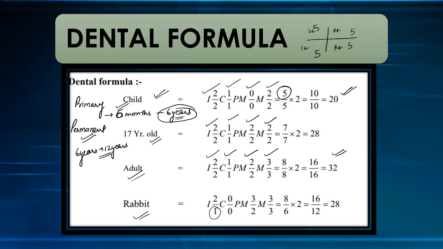is no canine. So out of 32, 3 teeth are lacking. And again, the lower first premolar or the second premolar is absent, so 4 teeth are absent: the lower premolar, the upper and lower canines, and a lower incisor. That is why it has 28.